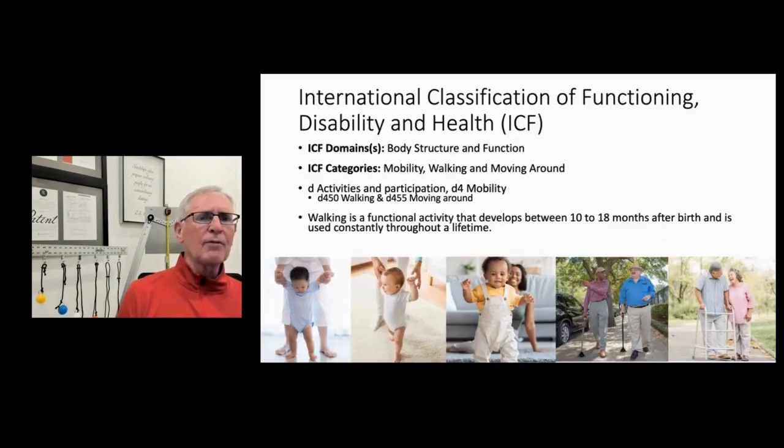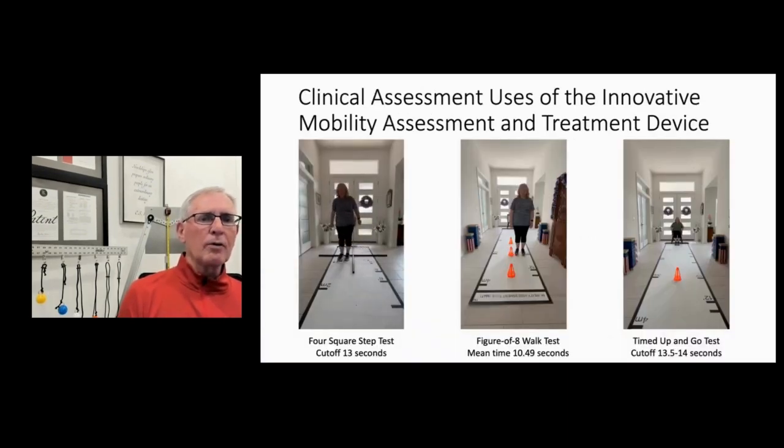The International Classification of Functioning, Disability and Health, or the ICF model, the domains here are body structure and function, and the ICF categories are mobility, walking, and moving around. And the activities under Section D are mobility, and you have subcategories for walking and moving around. Walking is a functional activity that develops between 10 to 18 months after birth and is constantly used throughout a lifetime. Here we demonstrate the clinical assessment uses of the innovative mobility assessment and treatment device.